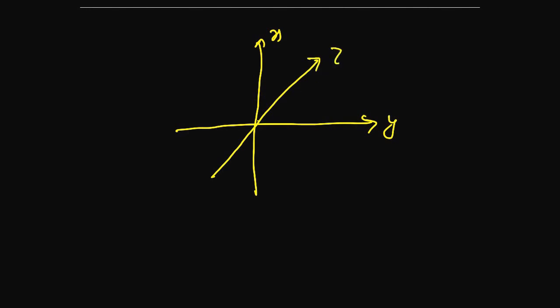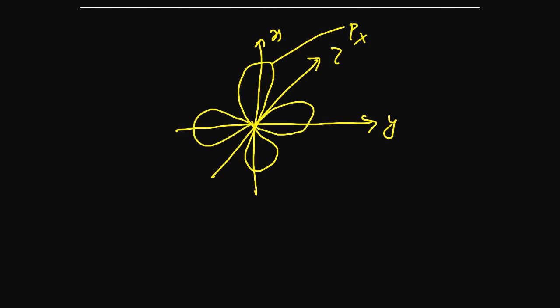So Px means the dumbbell shape in the x-axis. This is Px, and for Py the dumbbell is in the y-axis. This is Py, and Pz is the dumbbell in the z-axis. Pz. So it is not a big deal. These are just the shapes of the suborbitals.